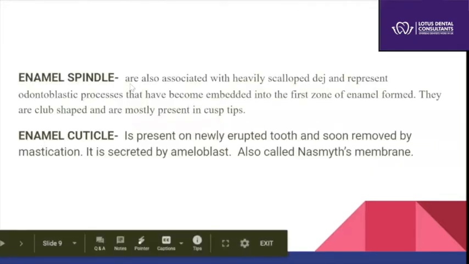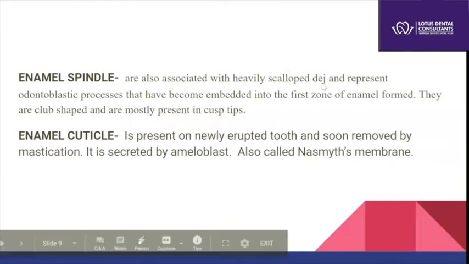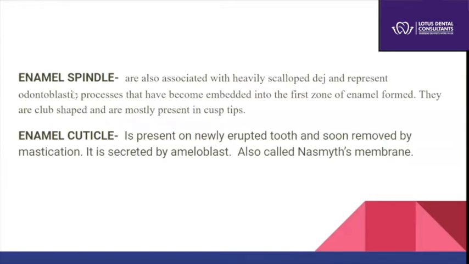Now is enamel spindle. Enamel spindle is associated with heavily scalloped dentine enamel junction and represents odontoblastic processes that have embedded into the first zone of enamel formed. So basically, sometimes when the enamel has been laid down, the odontoblasts get trapped in the enamel between the enamel layers, right? So these form the enamel spindle.